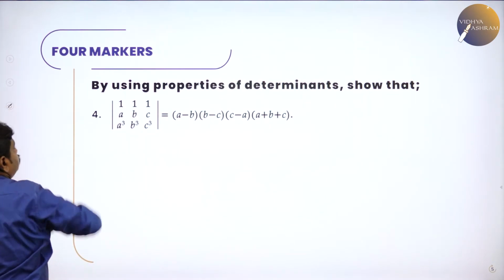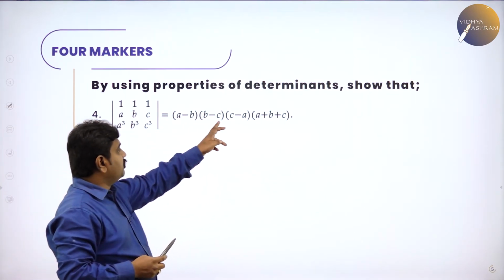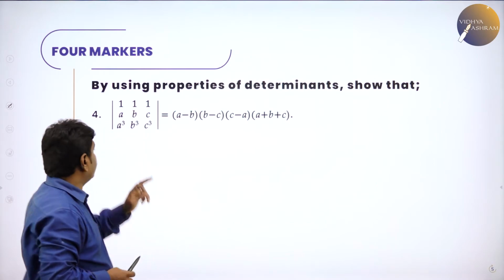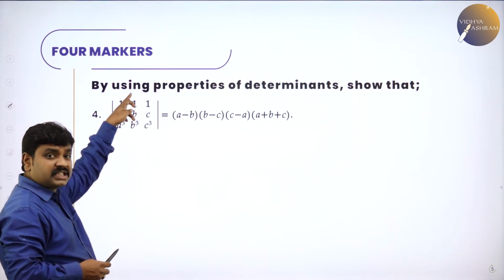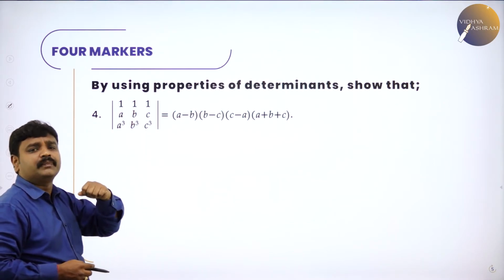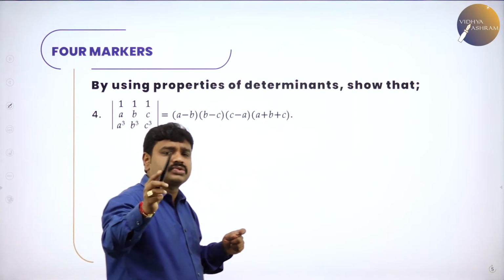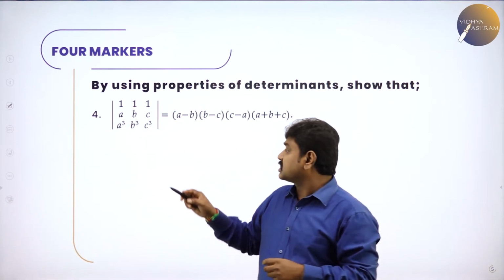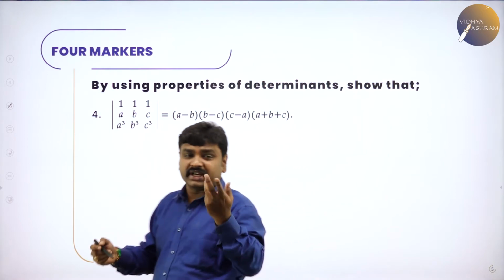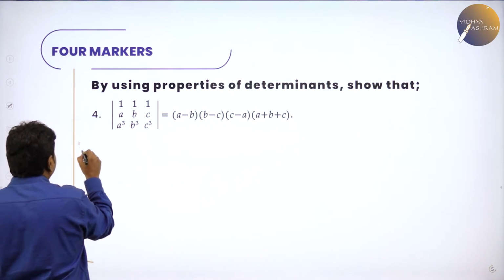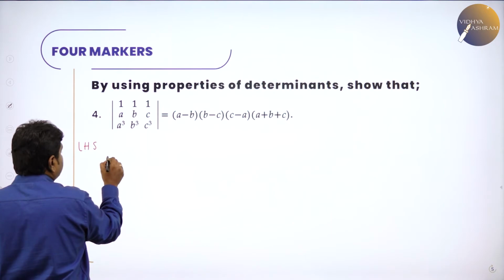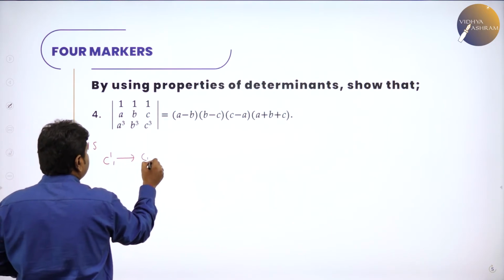Next, A minus B, B minus C, C minus A. If I want A minus B, A is in the first column, B is in the second column. So what is the conclusion? C1 is C1 minus C2, C2 is C2 minus C3, because you can get A minus B and B minus C at a time. Take the LHS and perform. So for the LHS, what is the operation? C1 dash is C1 minus C2.